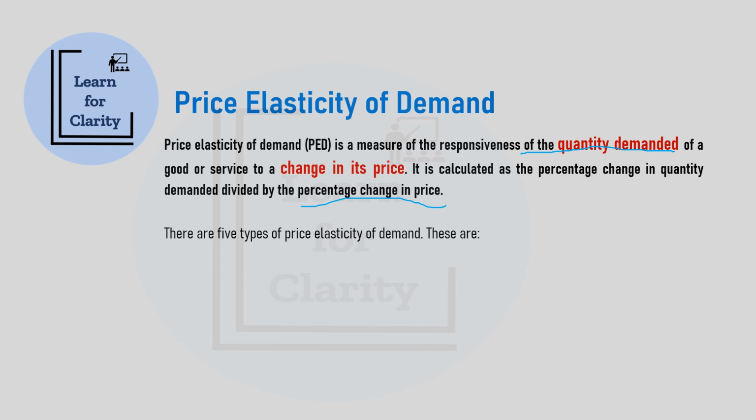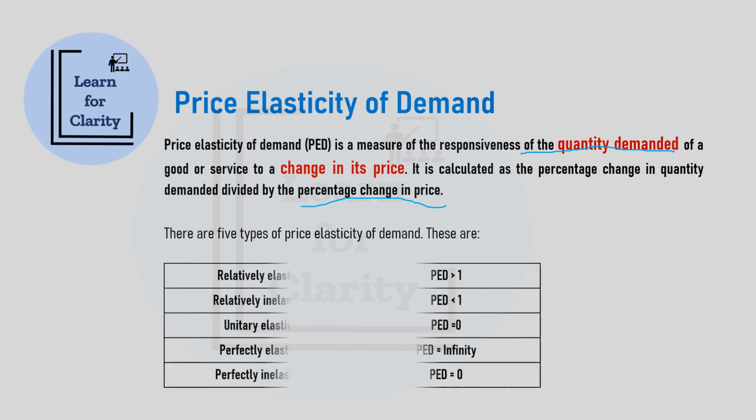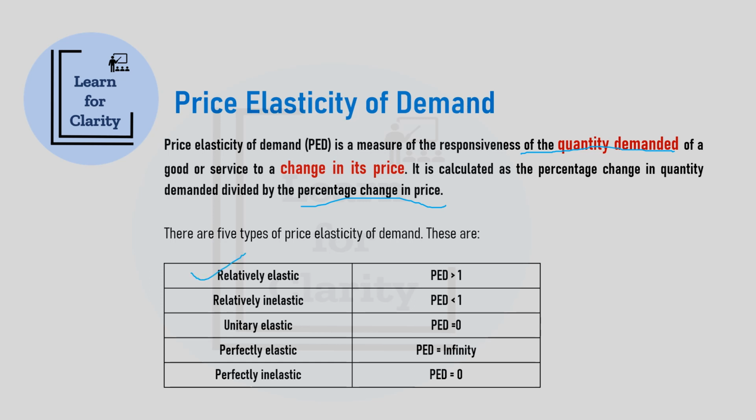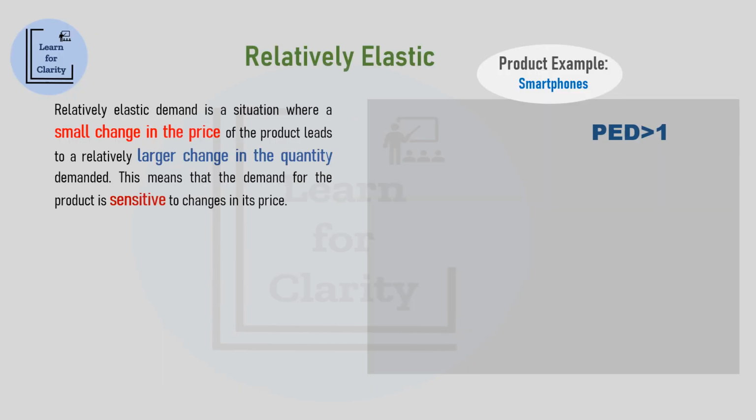There are 5 types of price elasticity of demand. These are relatively elastic, relatively inelastic, unitary elastic, perfectly elastic, and perfectly inelastic. Let's start the discussion of these topics.